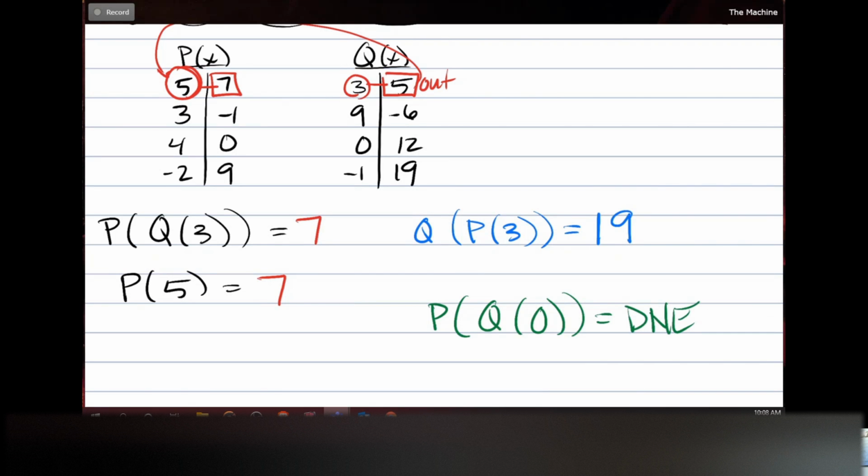Which function? Q. So come to Q, find an input of 0. The output is 12. Now I have to use 12 as an input for P. Is there an input on P of 12? No, so it doesn't exist.